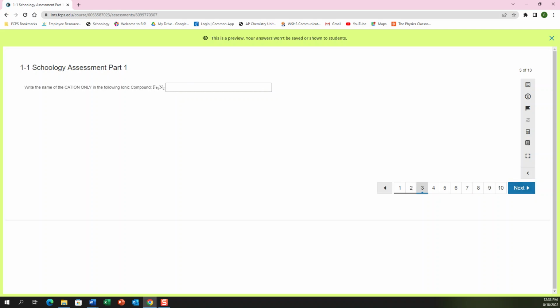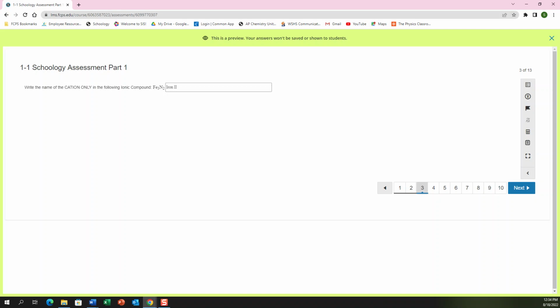Let's keep going. Okay, cation only again. This one would be iron II nitride, the name of the entire compound. But again, we only want the cation, so it would be iron II. And the reason why we know it's iron II is because nitride, N by itself, is 3-, but you have 2 of them, so that's a total of 6-. So that means the iron has to have a total of 6+, but you have 3 of them. So that means each iron is +2, so iron II.